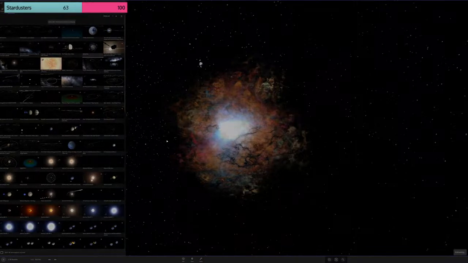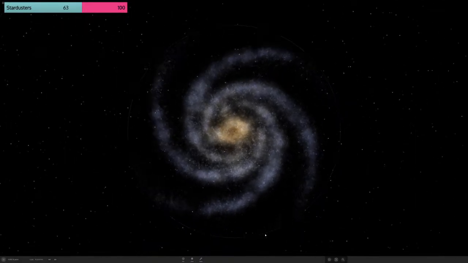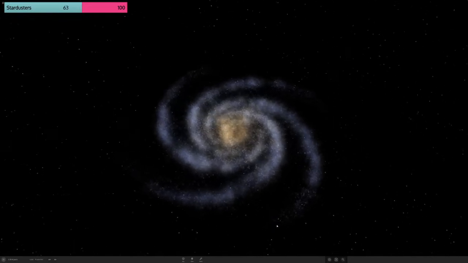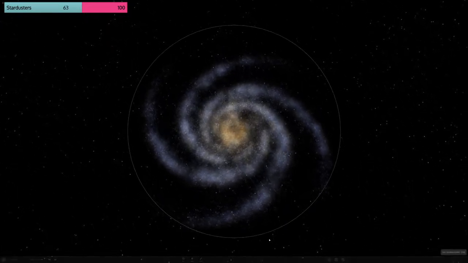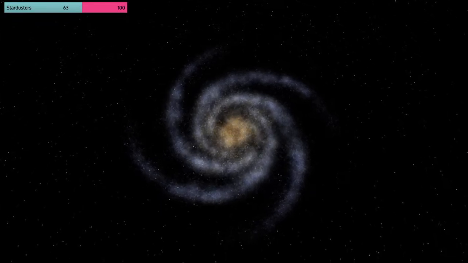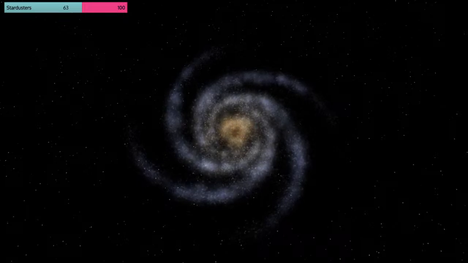Let's look at our galaxy. So this is happening all over the place. Stars are born, stars live their lives, stars die. Some of them have planets, some of them don't, some of them have multiple stars. All in the Milky Way galaxy. This is our galaxy. This is a simulation of what we think our galaxy looks like. It is a spiral galaxy with arms sticking out.